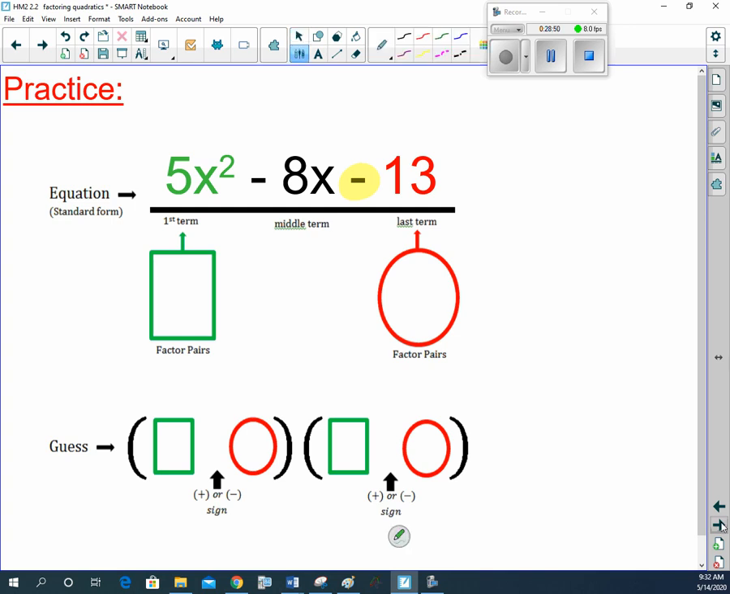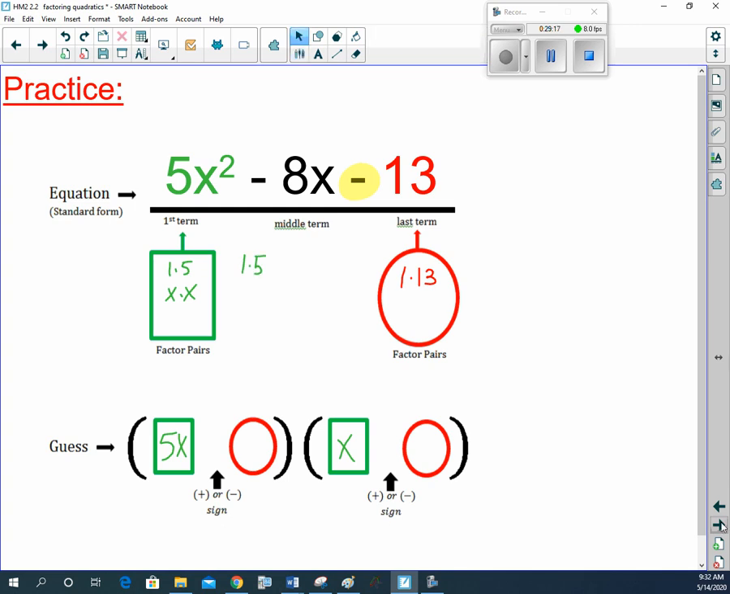So my factor pairs are 1 and 5, x and x, and over here I've got 1 and 13, right? So I've just got to figure out what order they multiply together so that we can subtract to get an 8. Okay, so it doesn't matter. I'm going to put my 5x here and my x here. That first one doesn't matter. So what I'm doing, my mental math looks like this. 1 and 5.